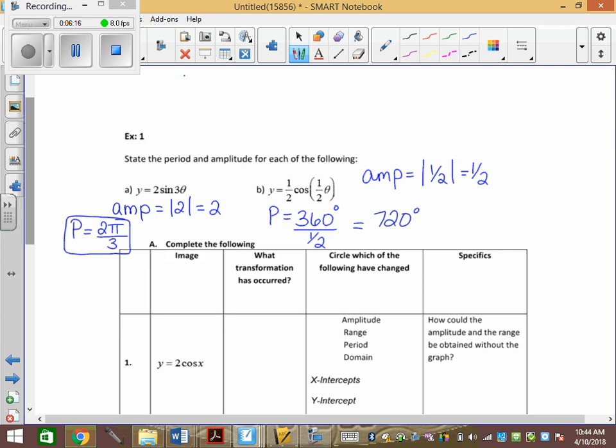Pardon? Degrees? I just chose to do degrees. The only way you're actually going to know if it's in degrees or radians is if they specify or by the c value.